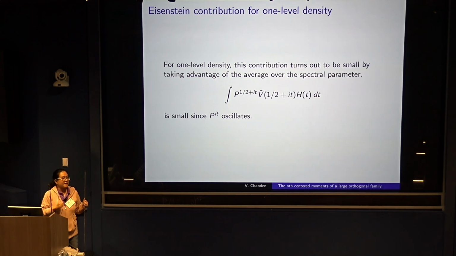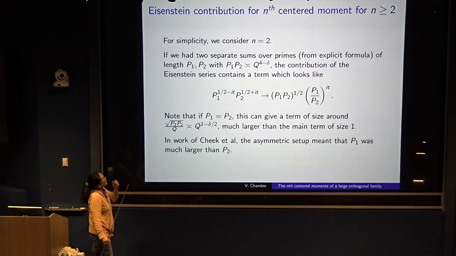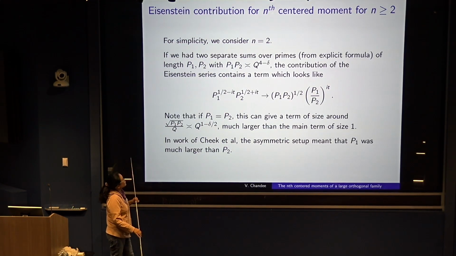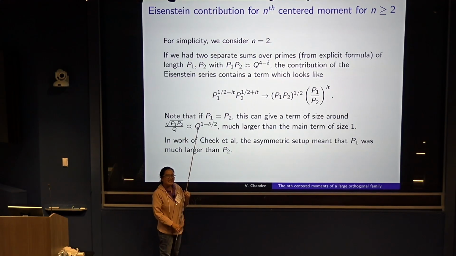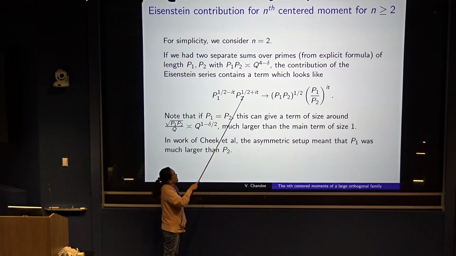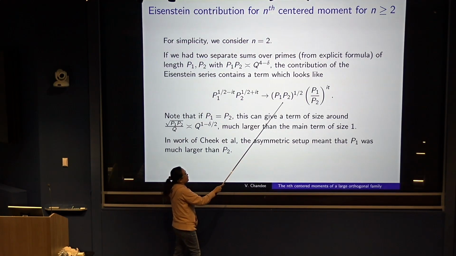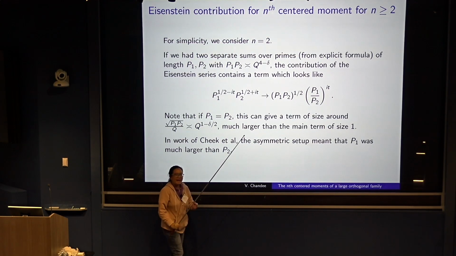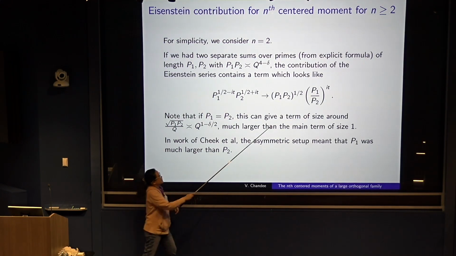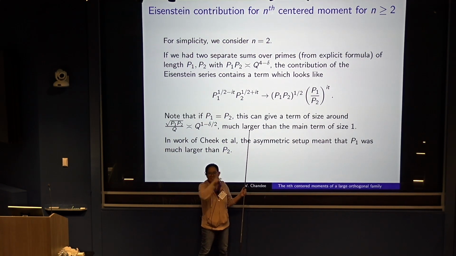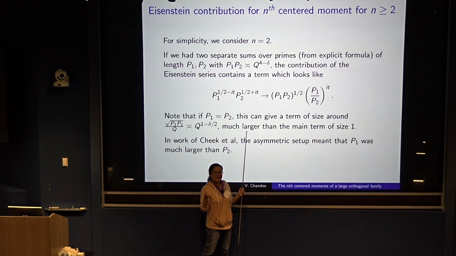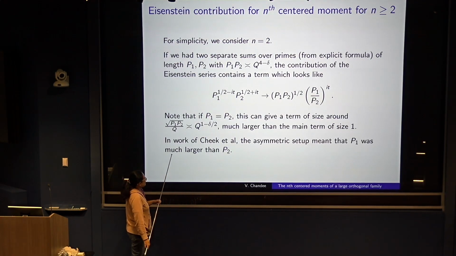But the story is different when you go higher than one-level density. So for example, you look at n equal to 2. You have the product of two sums, right? So instead of p to the 1/2 minus it alone, you also have this p to 1/2 plus it. You pair them up, you get p1 over p2. So what happens when p1 is around the size of p2? This disappears. And when this disappears, you integrate over t. It doesn't matter. It gives you a big term. You don't have anything oscillating for you to integrate there. And so you put it in, this is actually large.